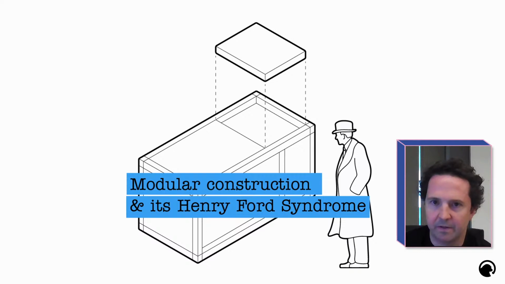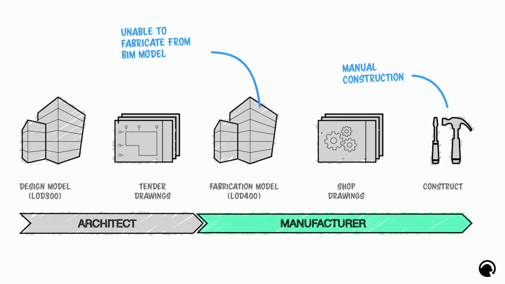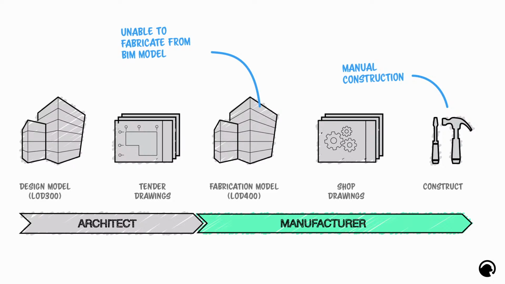I don't know if the screen's visible, but this is some of the work that I presented at the Built conference about 2 weeks ago. I was saying, this is traditional construction, I call it BIMtopia, where we do a Revit model, a BIM model, often to LOD 300. We extract tender drawings, and then we hand it over to a manufacturer to fabricate from, and then they build from that.